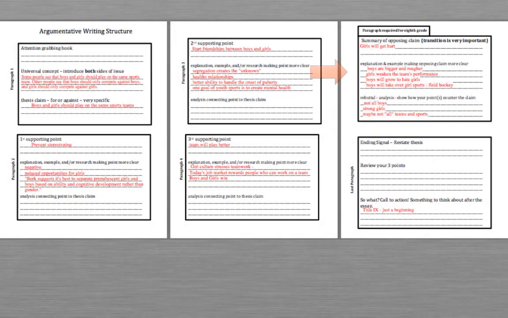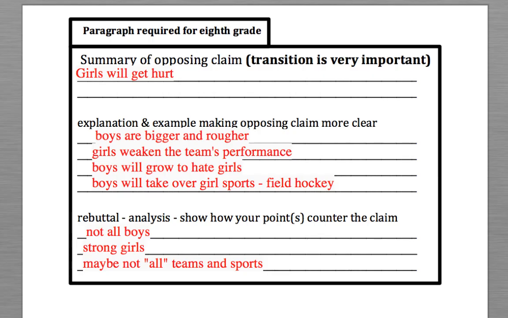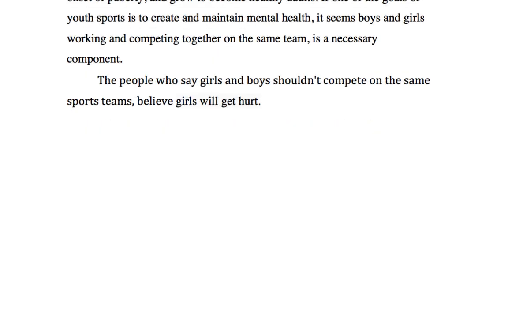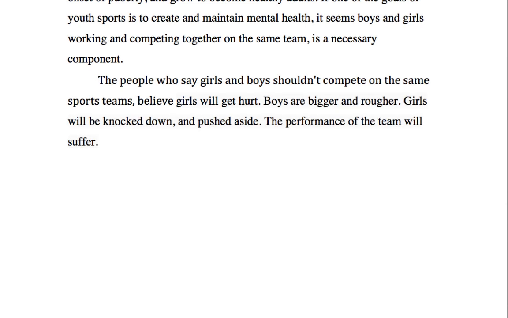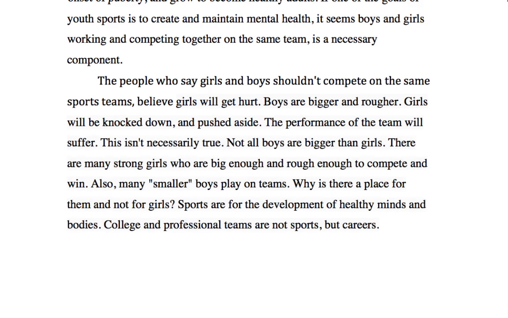The next paragraph is where the 8th grade writer distinguishes the claim from alternate or opposing claims. The first sentence summarizes one of the important points of the opposing claim. The next sentence makes the point more clear with an explanation. Your remaining sentences counter the point. This should be done simply, clearly, and with firmness.